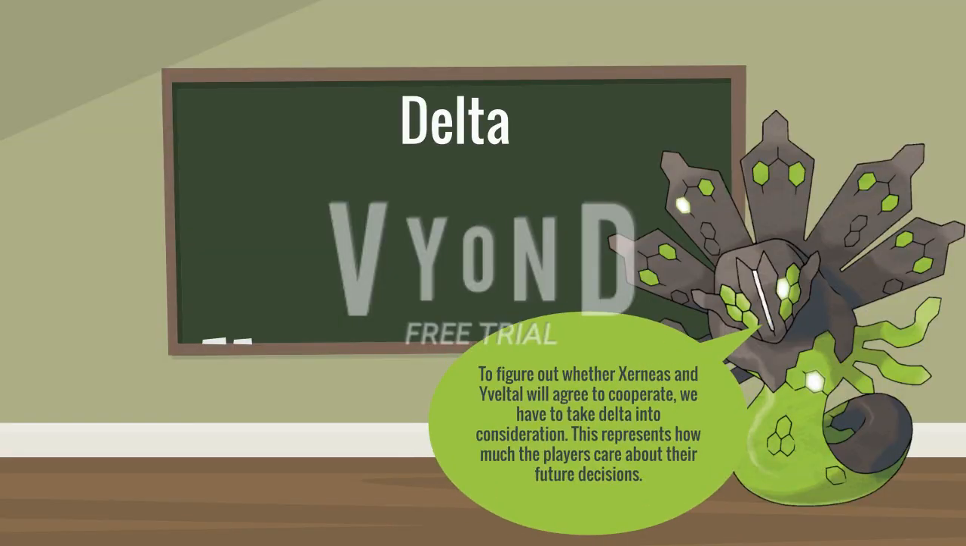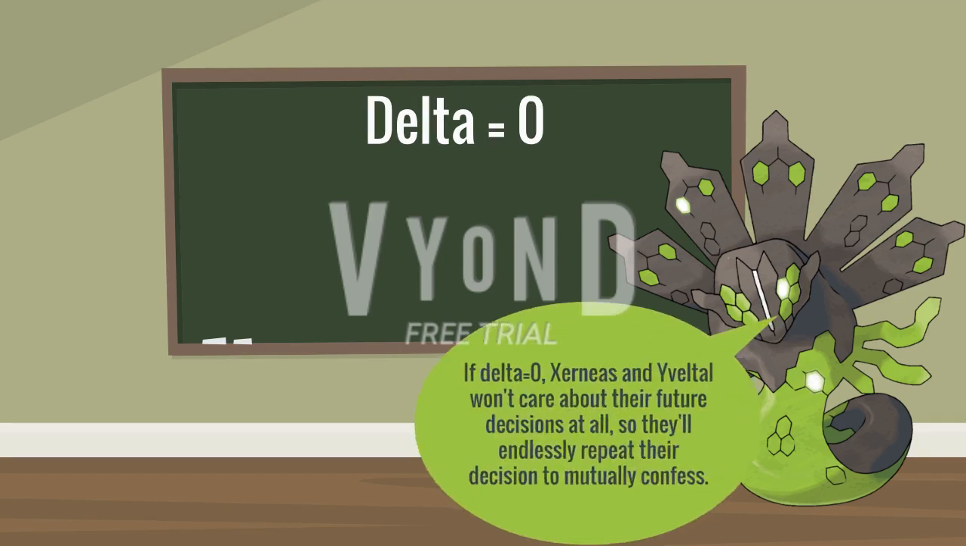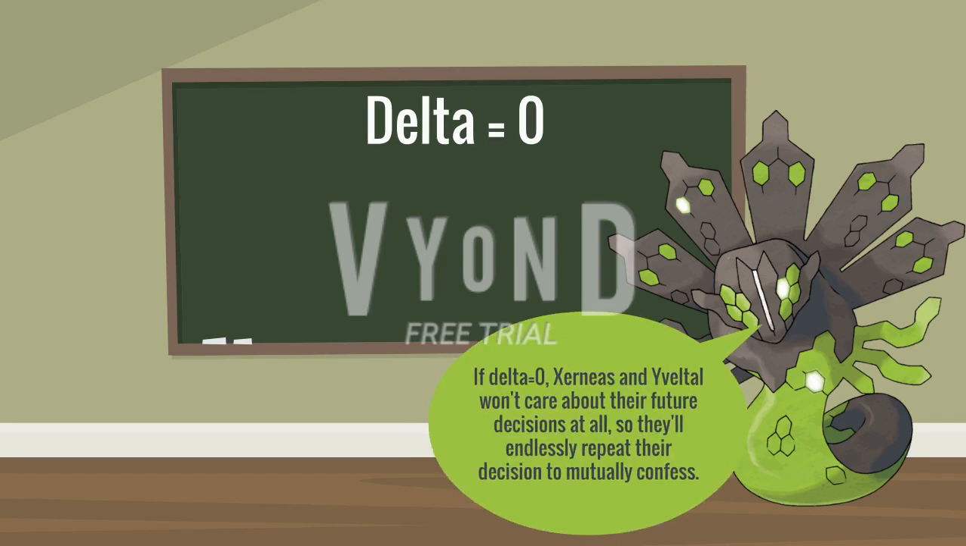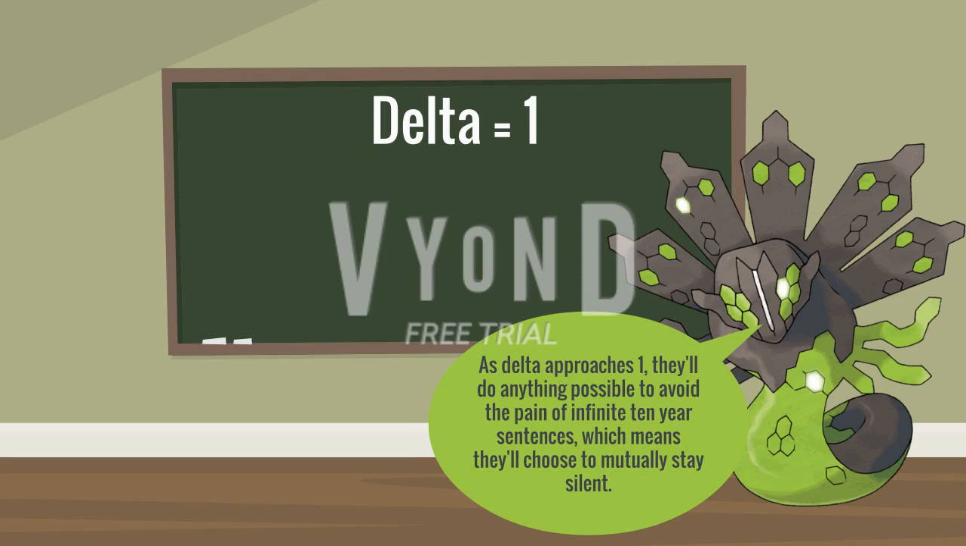To figure out whether Xerneas and Yveltal will agree to cooperate, we have to take delta into consideration. This represents how much the players care about their future decisions. If delta equals 0, Xerneas and Yveltal won't care about their future decisions at all, so they'll endlessly repeat their decision to mutually confess. As delta approaches 1, they'll do anything possible to avoid the pain of infinite 10-year sentences, which means they'll choose to mutually stay silent.